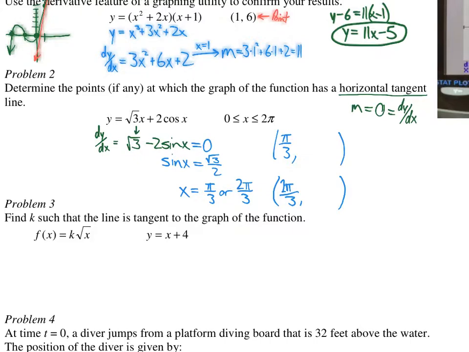So now we just need the actual points. So if we plug in pi over 3, we'll have pi root 3 over 3 plus, what's the cosine of pi over 3? 1/2. Okay? So 2 times 1/2 would be 1.